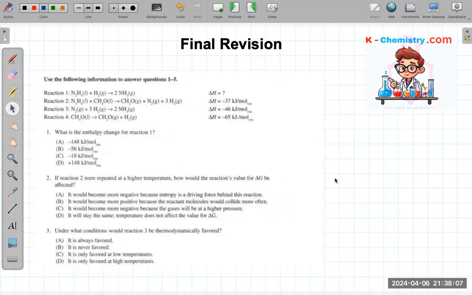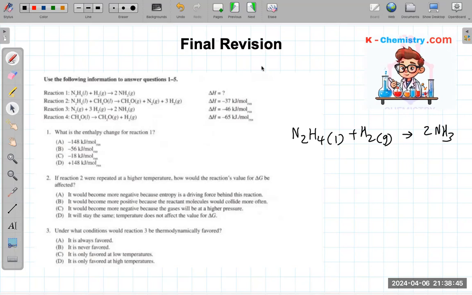So I have a reaction here, N2H4 plus H2 gives me NH3. What is the enthalpy change for reaction number 1? This is reaction number 1. I have N2H4 liquid plus H2 gas forming ammonia gas, and he is trying to find the delta H, and he has given me three other equations. N2H4 reacts with CH4O to form CH2O, and he has given me one more equation, N2 plus H2 forms NH3. So how can we find the enthalpy change for this reaction?